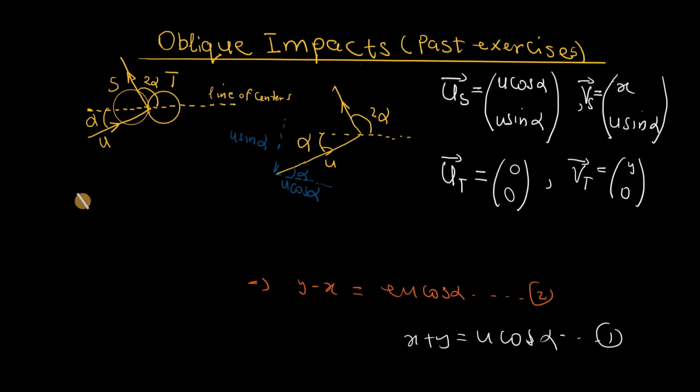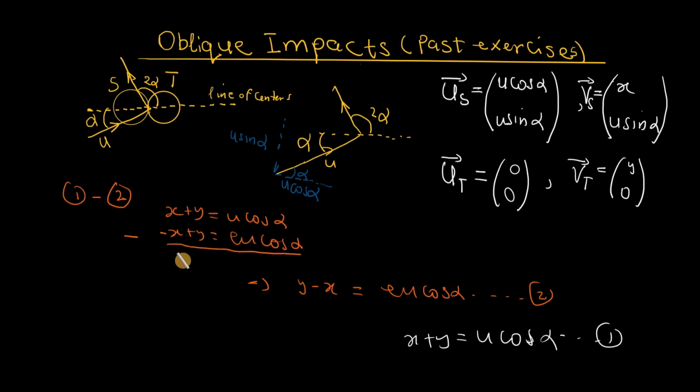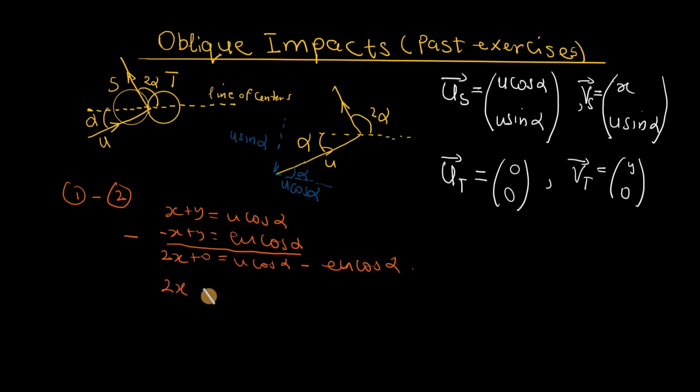Equation 2. Equation 1 minus equation 2. That is x plus y is equal to u cos alpha, minus y minus x is the same as minus x plus y is equal to eu cos alpha, which is going to give me x minus minus x is the same as 2x, y minus y is 0, which is equal to u cos alpha minus eu cos alpha. That is 2x is equal to u cos alpha minus eu cos alpha.